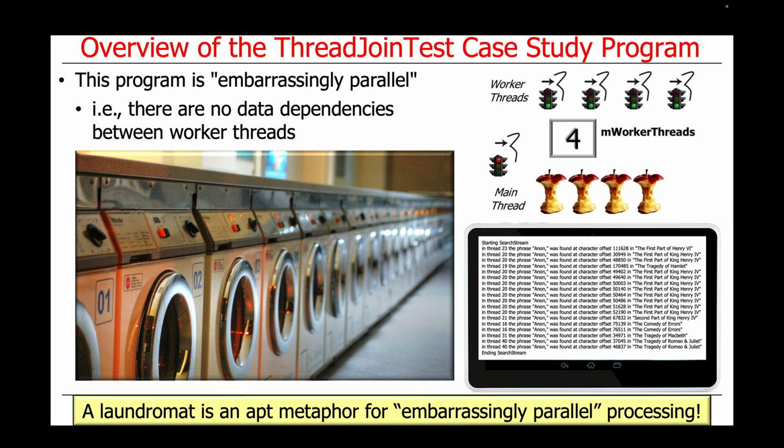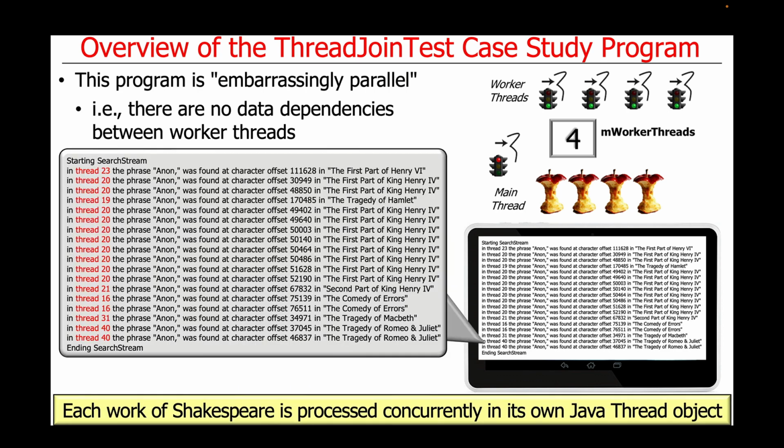A laundromat is an apt metaphor for embarrassingly parallel processing. In a laundromat, you'll have multiple washers and multiple dryers, and you can wash and dry your clothes in parallel without having to worry about any dependencies other than having to move the clothes from the washer to the dryer when you're done doing the wash. Therefore, scalability is only limited by the number of washers and dryers. As you can see from the output shown here, each work of Shakespeare is processed concurrently in its own Java thread object, thereby illustrating the embarrassingly parallel nature of this design.